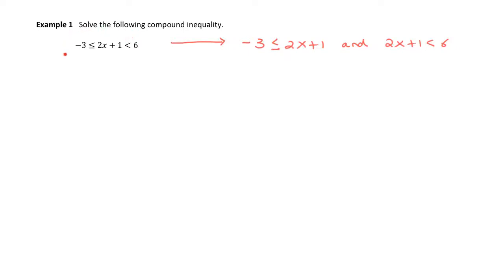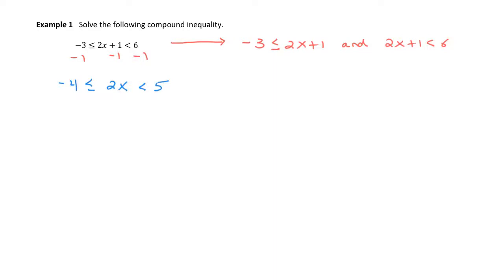However, I'm going to leave it in this form and solve for x by working on all sides of my inequality. If my goal is to get x by itself, so get rid of this 1 and get rid of that 2, I need to first subtract this 1. So I'm subtracting 1 from the 6, but at the same time, we can also just subtract the 1 from the negative 3 and do it in one line. If I subtract 1 from each part, my result would be negative 4 is less than or equal to 2x is less than 5.